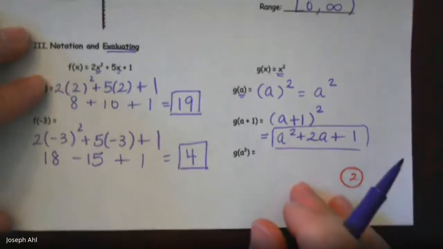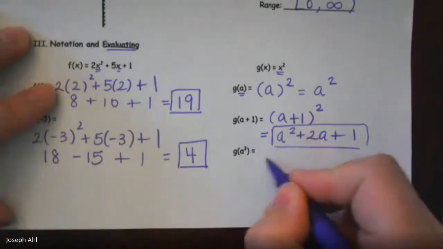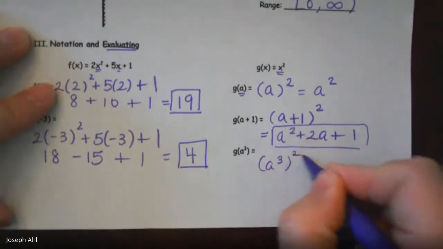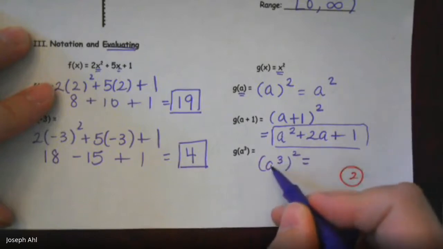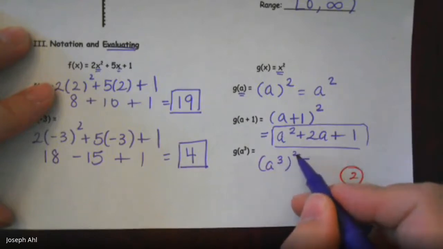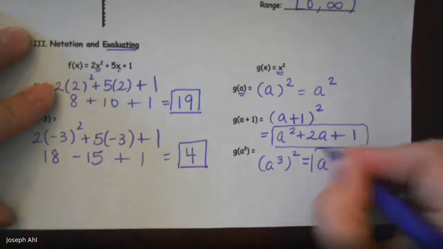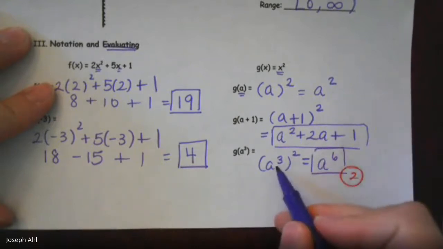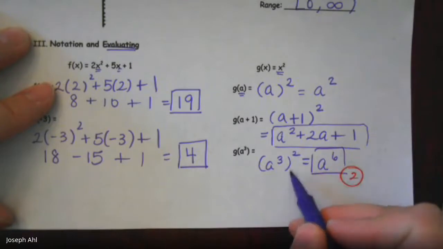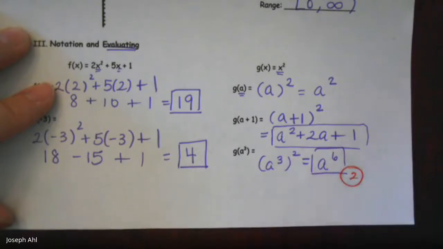And then finally, the last example down there, g of a cubed, that would be a cubed squared. So a to the third to the second. The rule when you do a power to a power is you multiply those, right? You can also think of this as multiplying a cubed times itself. A cubed times a cubed is a to the sixth.